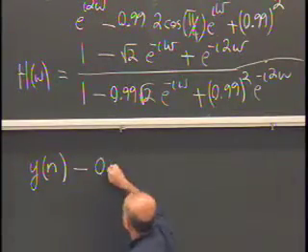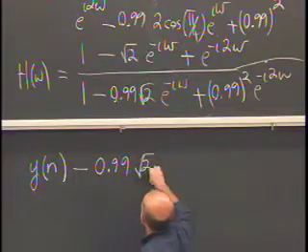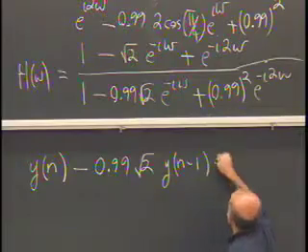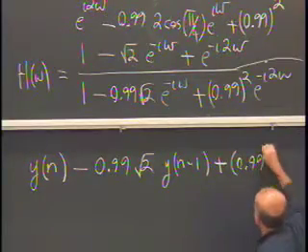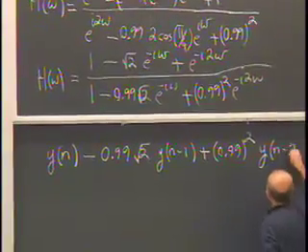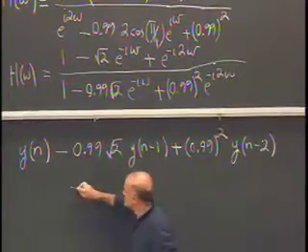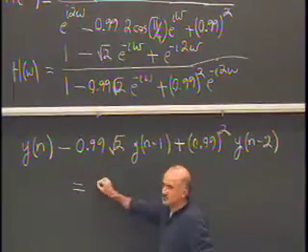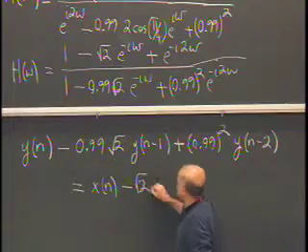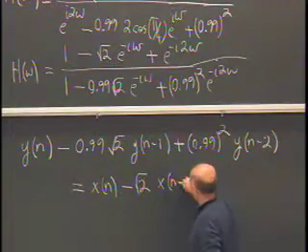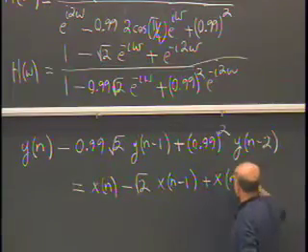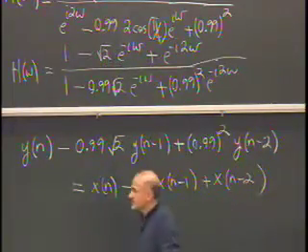Minus 0.99 root 2 y of n minus 1, plus 0.99 squared y of n minus 2 equals, and in the numerator, x of n minus root 2 x of n minus 1, plus x of n minus 2. And that's the difference equation that governs this.